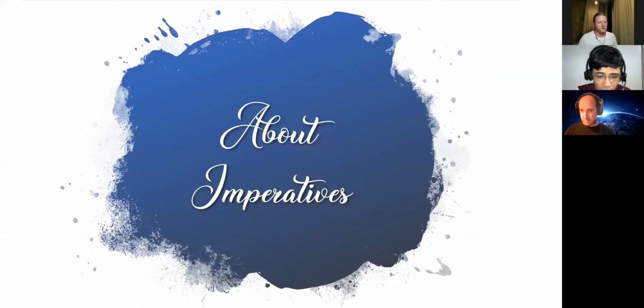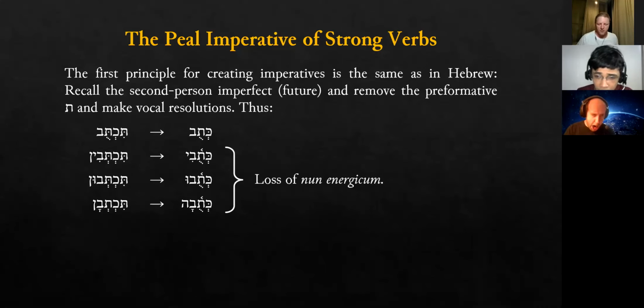First of all, imperative is a word we use to give a name to the idea of ordering someone to do something, telling someone to do something. The Hebrew imperative is pretty straightforward in that you take the second masculine singular of the imperfect and remove the taf preformative, and whatever you have left, you resolve the vowels and come to your imperative. That's the same thing we're going to do in Aramaic. So the first principle for creating imperatives is to find the second masculine singular, second feminine singular, second masculine plural, and second feminine plural, and remove the tav prefix.